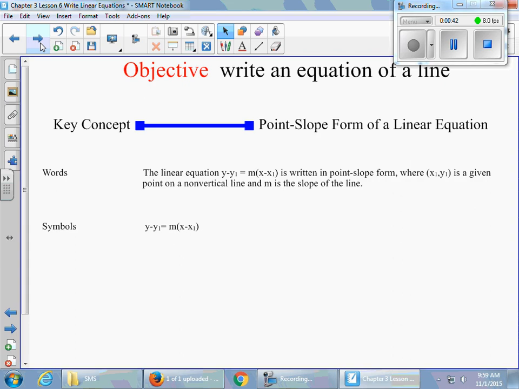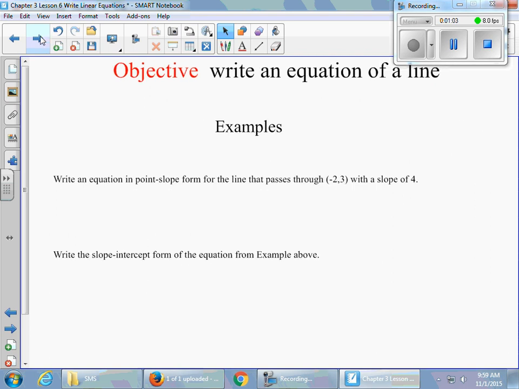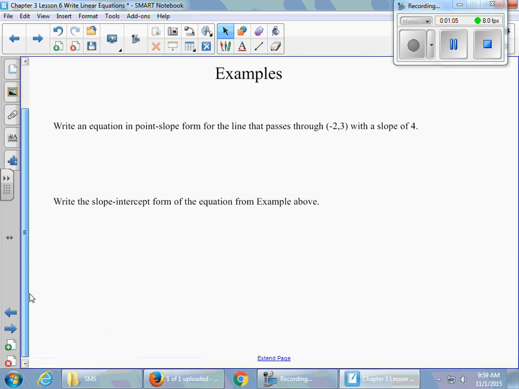In words, the linear equation y minus y1 equals m times x minus x1 is written in point slope form, where (x1, y1) is a given point on a non-vertical line and m is the slope of the line. And the symbols is our equation, y minus y1 equals m times x minus x1. Let's get into a couple examples here.